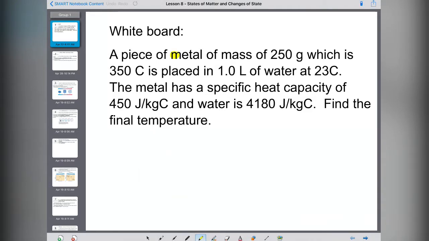So they tell you have a piece of metal that has a mass of 250 grams. So remember, you have to change it to the SI unit. So the mass for the metal is 0.250 kilogram, which is at 350 degrees Celsius, and it's placed in 1 liter of water at 23. The metal has a specific heat capacity, which is your C, of 450 joules per kilogram degree Celsius. Water is 4180 joules per kilogram degree Celsius. Find the final temperature.